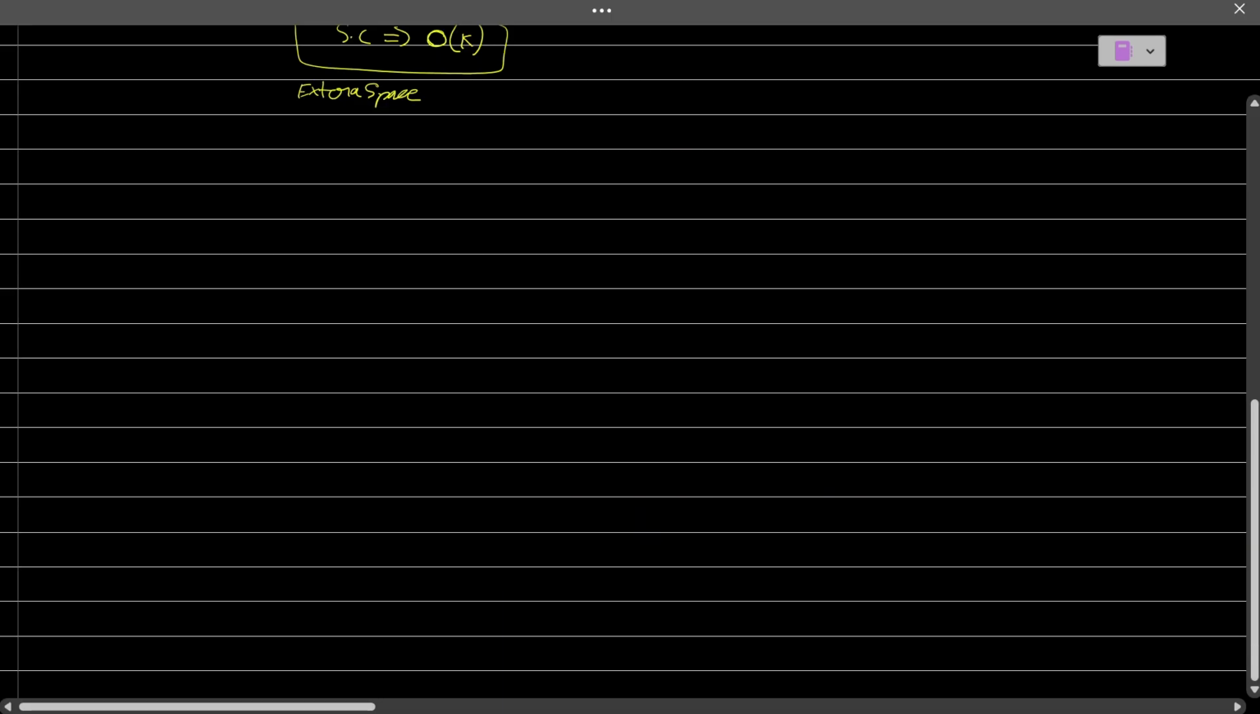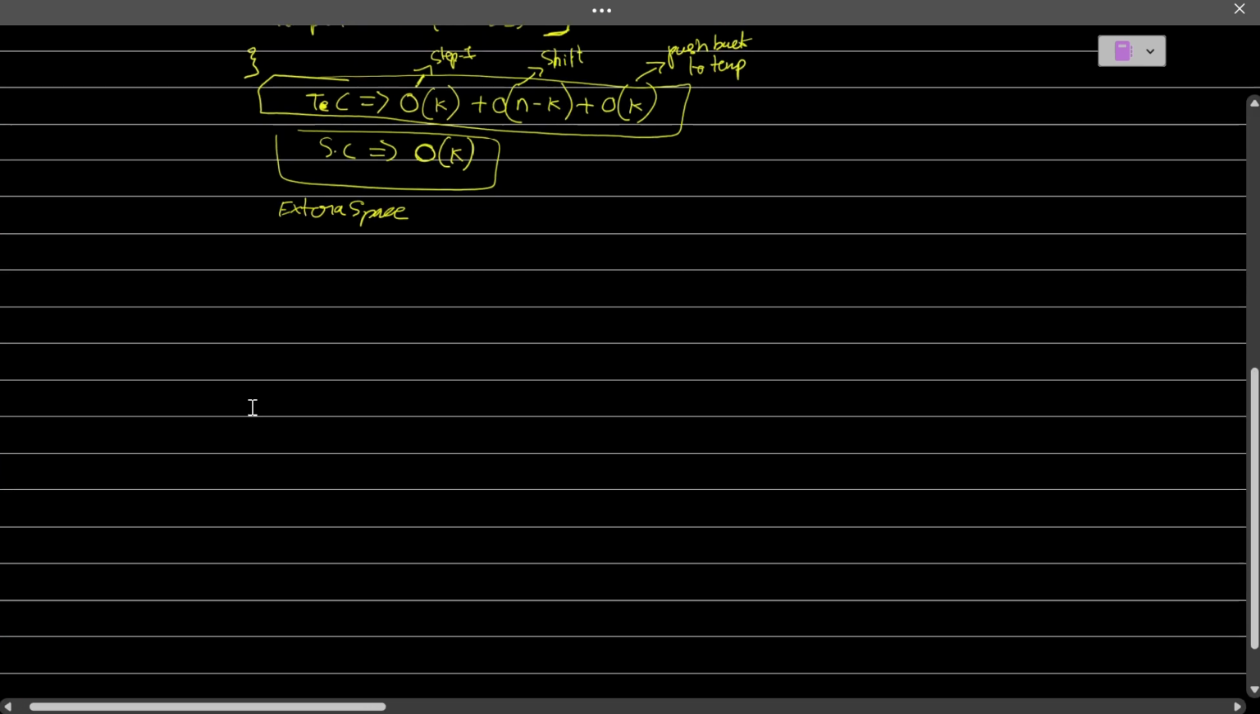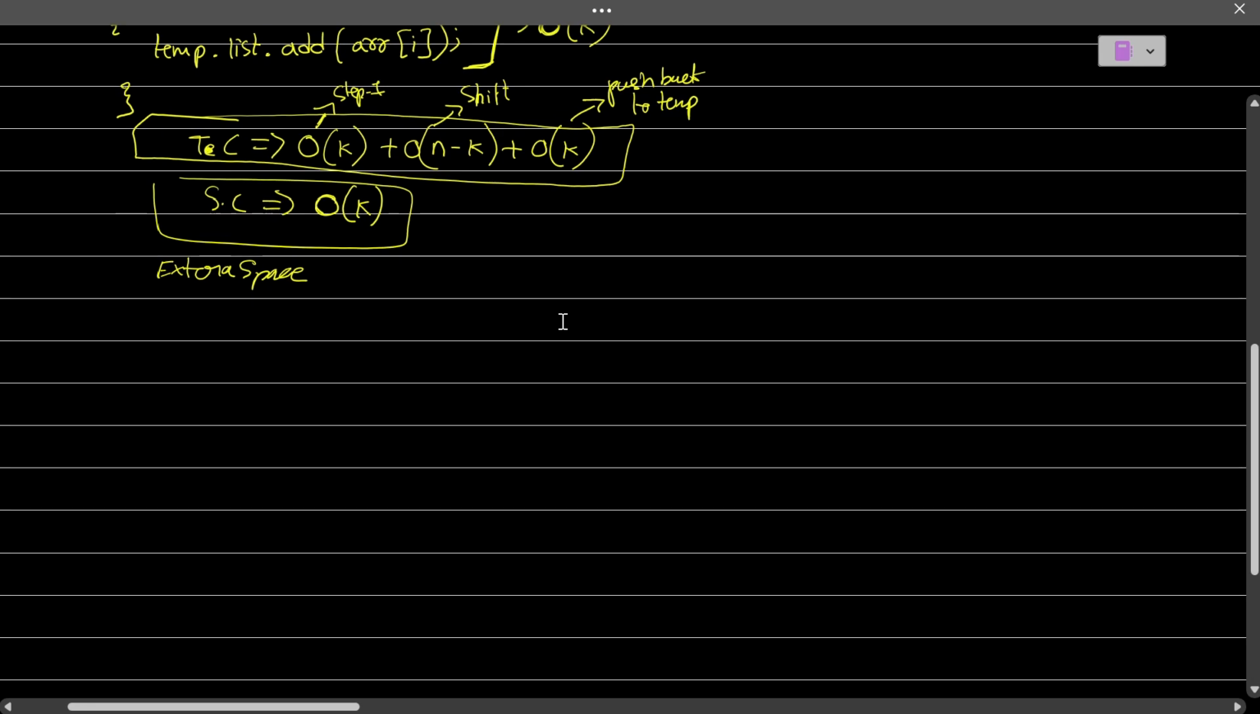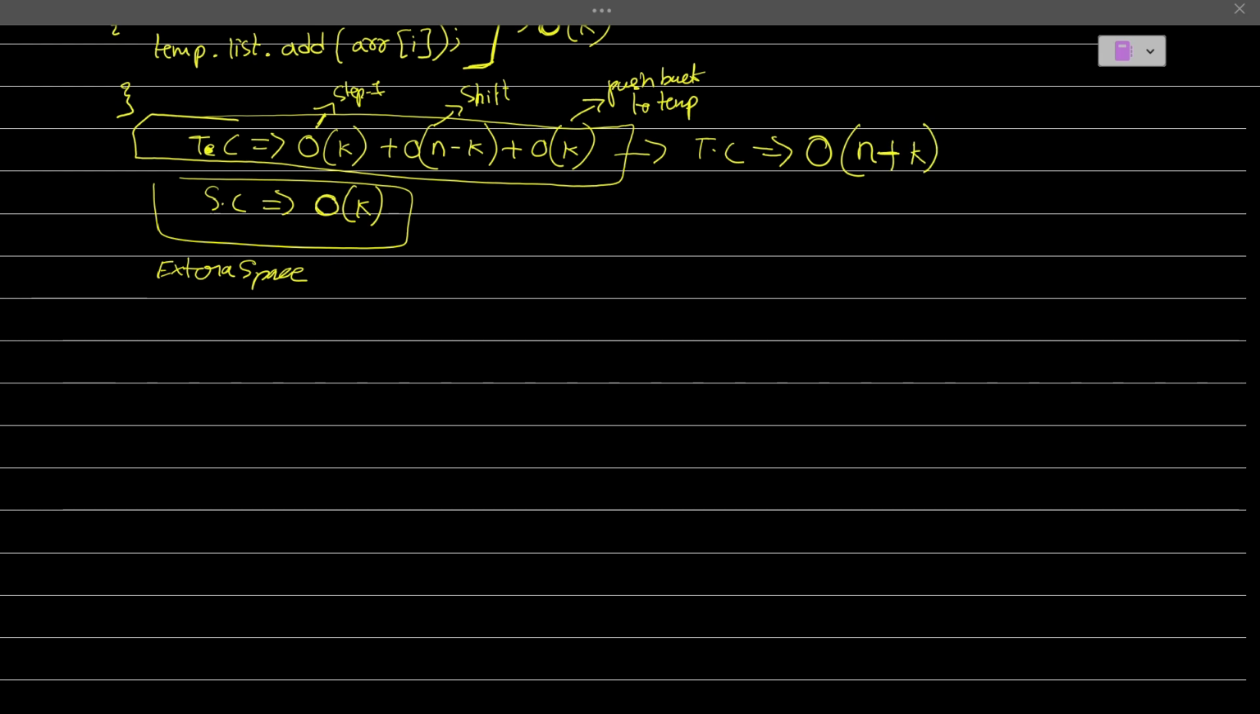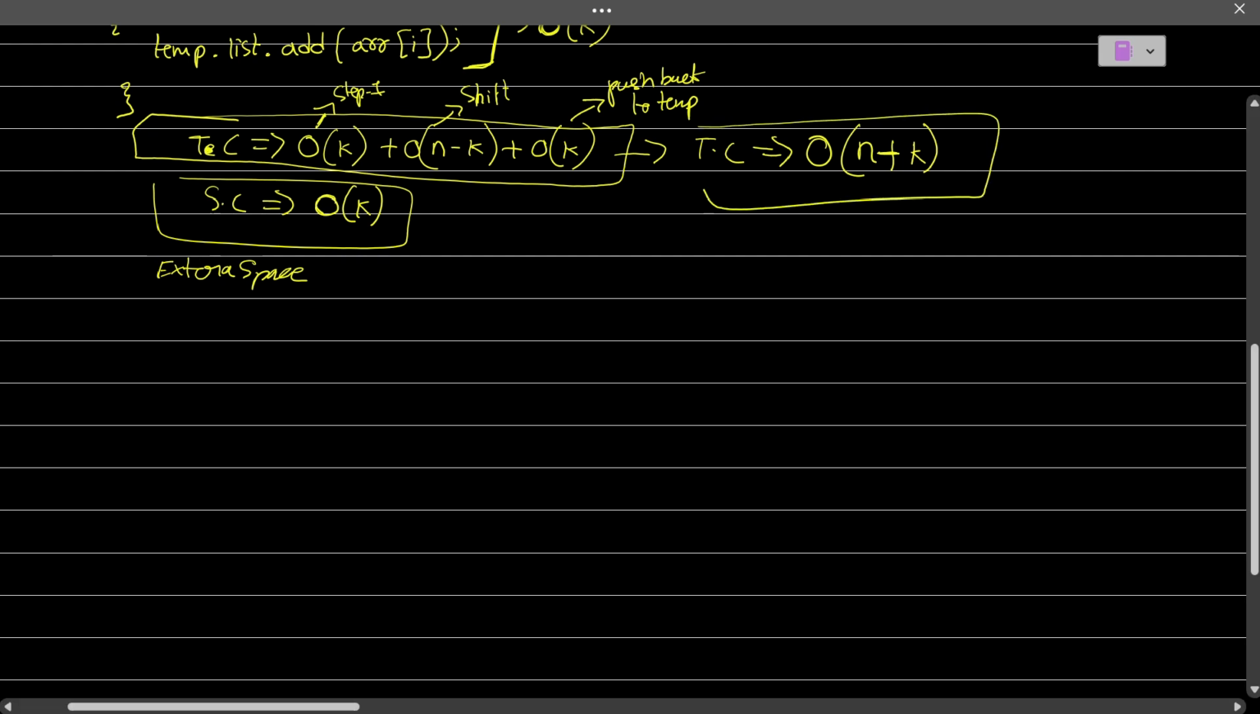So before we move to the optimal solution, let me explain this. I forgot to say this. So the time complexity will become big O of n plus k. Okay. So the time complexity for the brute force solution is big O of n plus k.